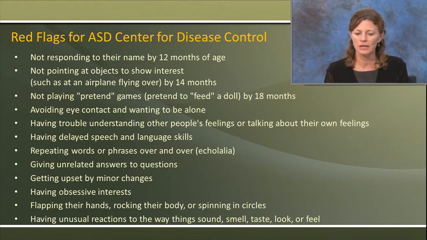Having trouble understanding other people's feelings or understanding their own feelings. Delay in speech and language. Repeating of words or phrases over and over again. This is also called echolalia. So you might ask the child, do you want a cookie or cracker? And the child repeats back, cookie or cracker, as opposed to answering the question.